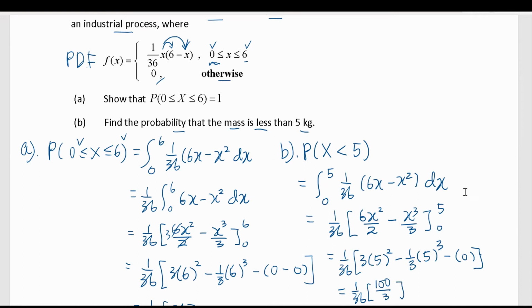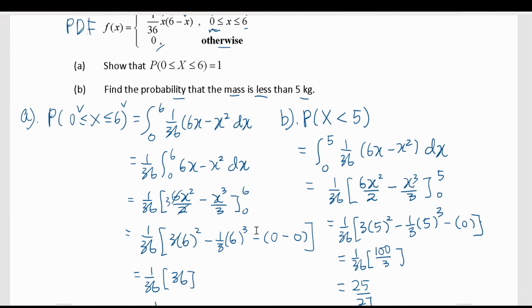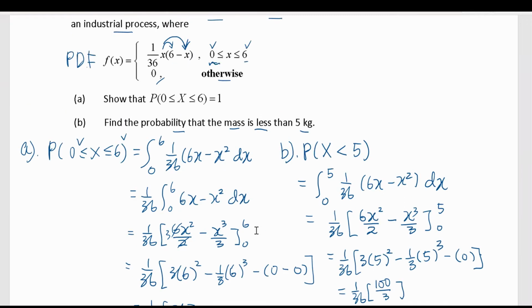Okay, we found this, and then it is divided by 36. And that will be the probability, 25 over 27. Or since it's a probability, we can keep it as a decimal number, rounded off to 3 significant figures, 0.926. All right, so we have shown that the total area under the graph for the PDF equals 1, which is giving you the probability, and we can use it to find the probability by integrating the PDF.